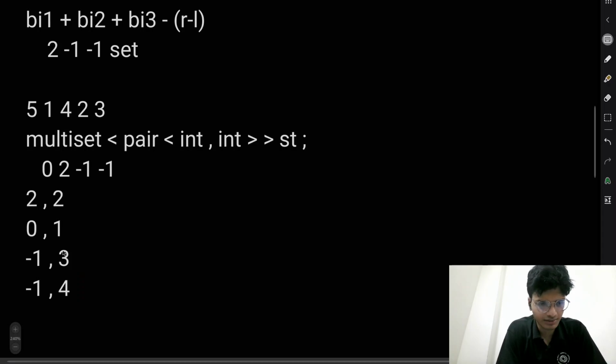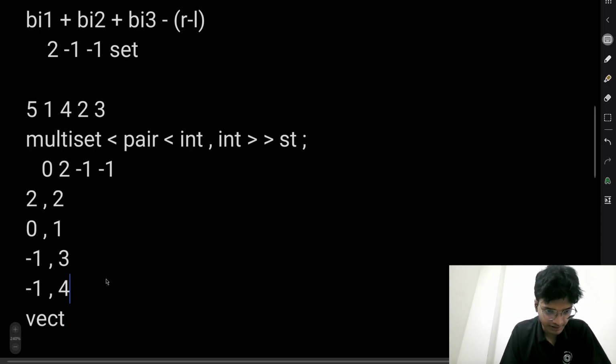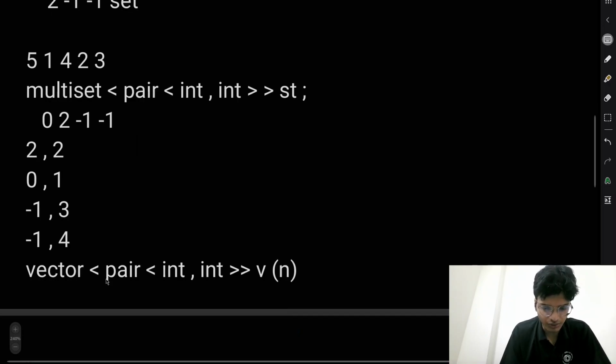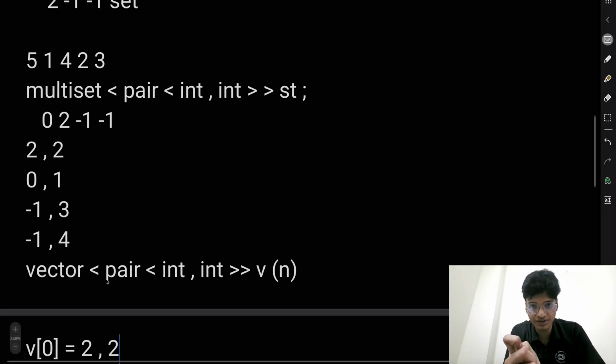Set or multi-set doesn't matter here, because the indices are partitioned and there is no difference between them. After storing this, we move on to the zeroth index. I will just make a vector of pair of int comma int. Let us suppose we name it v, and its size would be n. And v of 0 will be equal to 2 comma 2. Here, 2 represents the value and 2 represents the index.